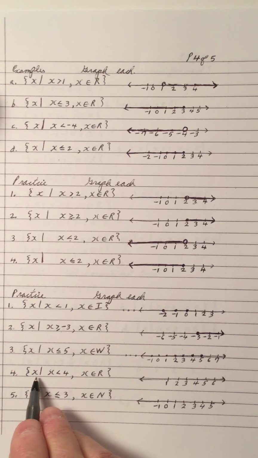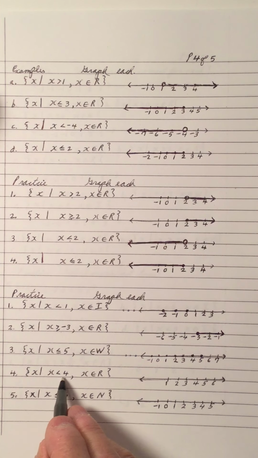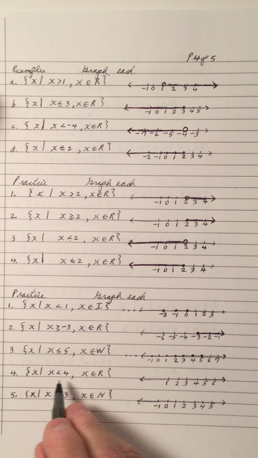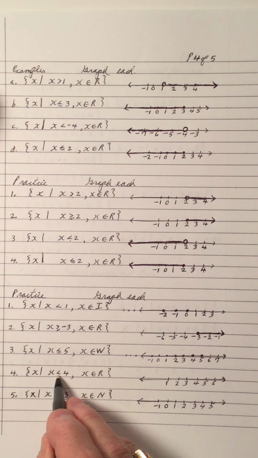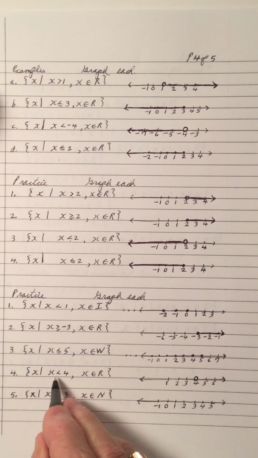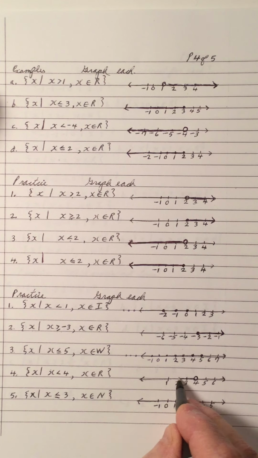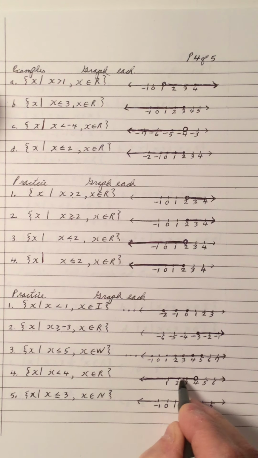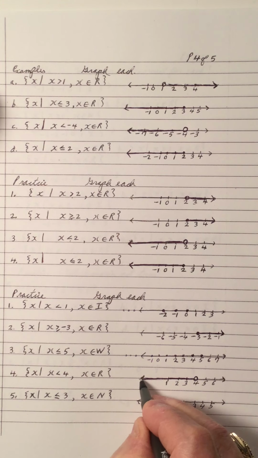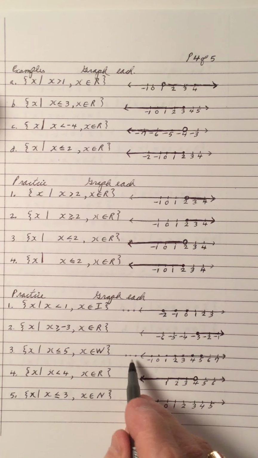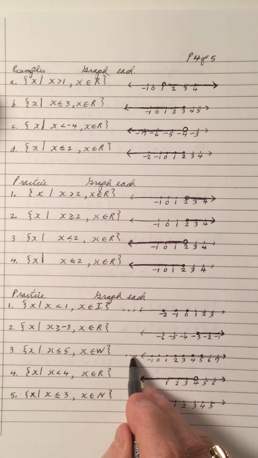Number 4, set of all x such that x is less than 4, where x belongs to the real numbers. Real numbers is shading. So 4 is not included. So 4 is a hollow dot. There's the hollow dot. Pointing to the left, so I have to go to the left, less than. Go in the direction that the arrow is pointing. Shade it to the left. And there's the shading.